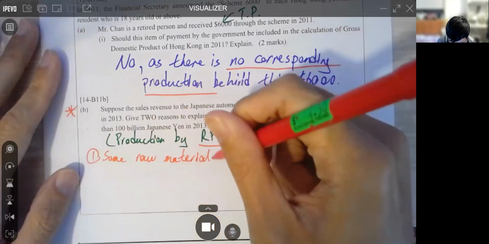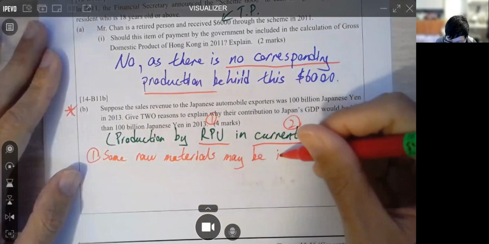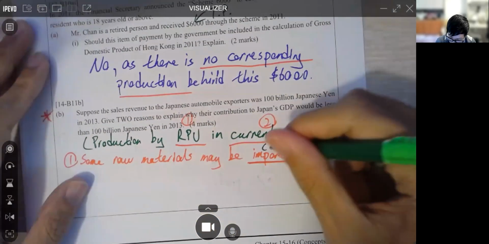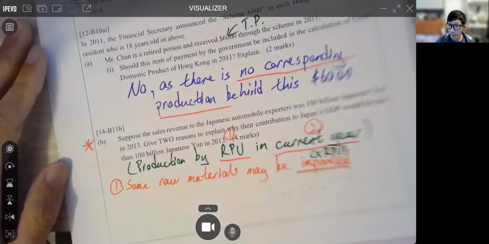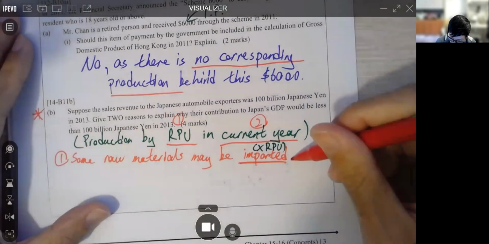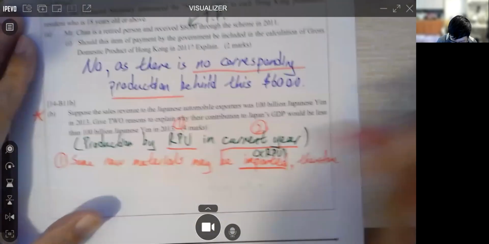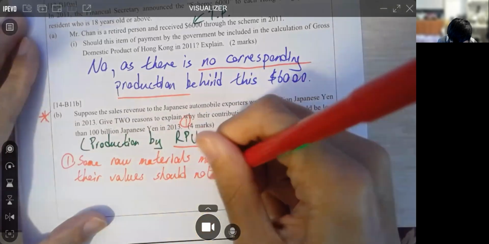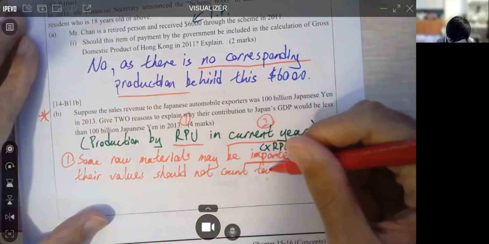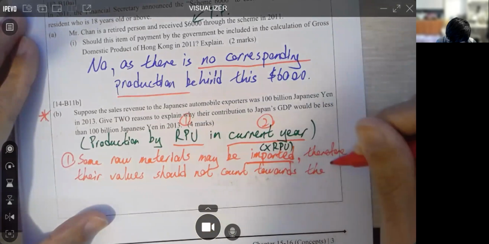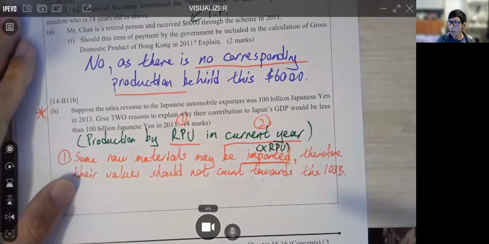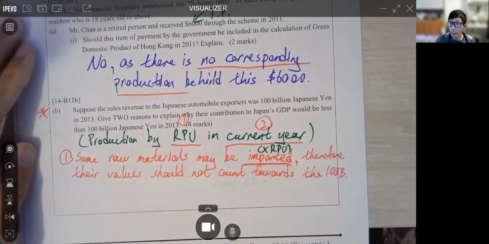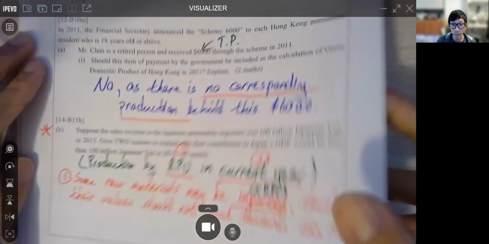for the things we sell, what if some of the raw materials may be imported? Sir, why import? What does import mean? For our purpose, not made by RPU. Therefore, their values should not count towards the billion. Then it is less, meaning it should not be counted, because they are not made by RPU. Imported goods are not made by ourselves, so not RPU.